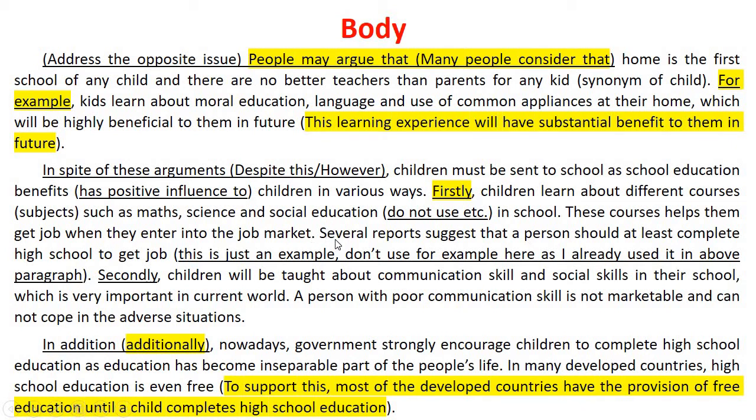And again you are giving one more example. Several reports suggest that a person should at least complete high school to get a job. So the first sentence is the supporting point, and these are examples. And then again you are writing another supporting point. Secondly, children will be taught communication skills and social skills in their school, which is very important in the current world. A person with poor communication skills is not marketable and cannot cope in adverse situations.